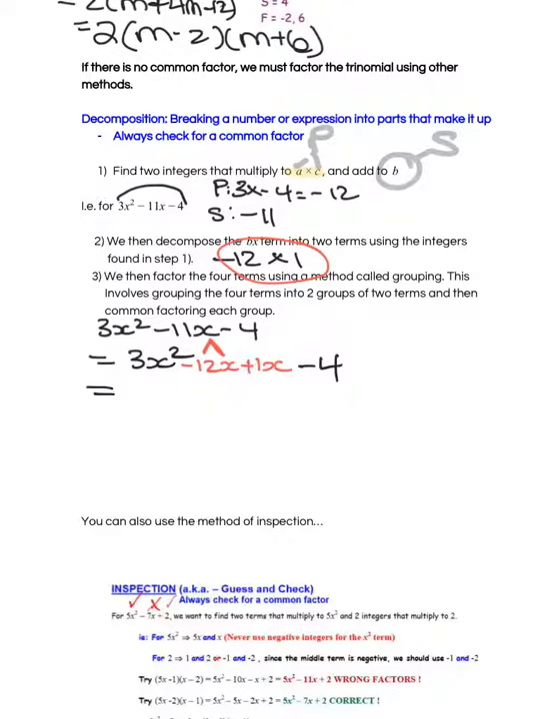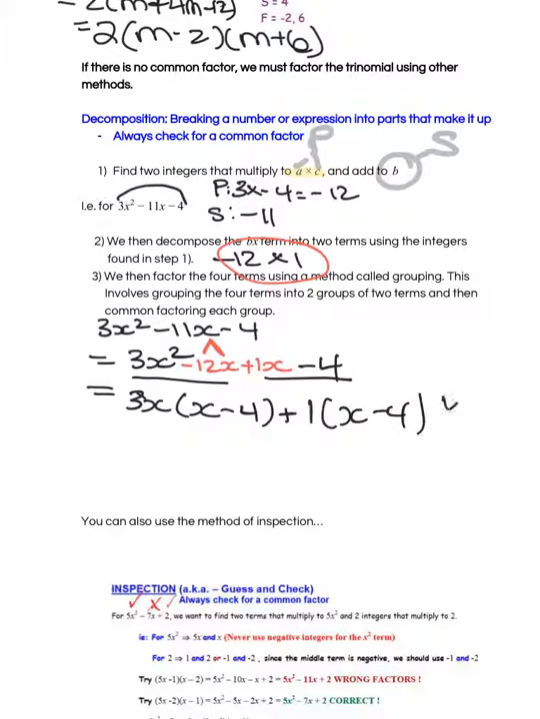Now I'm going to common factor my first two things. I'm factoring by grouping. Okay, so I see that I can take a 3 and an x out. It's going to leave me with x minus 4 plus, here I can just take a 1 out. Still gives me x minus 4. Now I know that I've done this right because both of my brackets are the same. X minus 4 goes in one bracket, everything else goes in the other bracket. So that's factoring by decomposition.